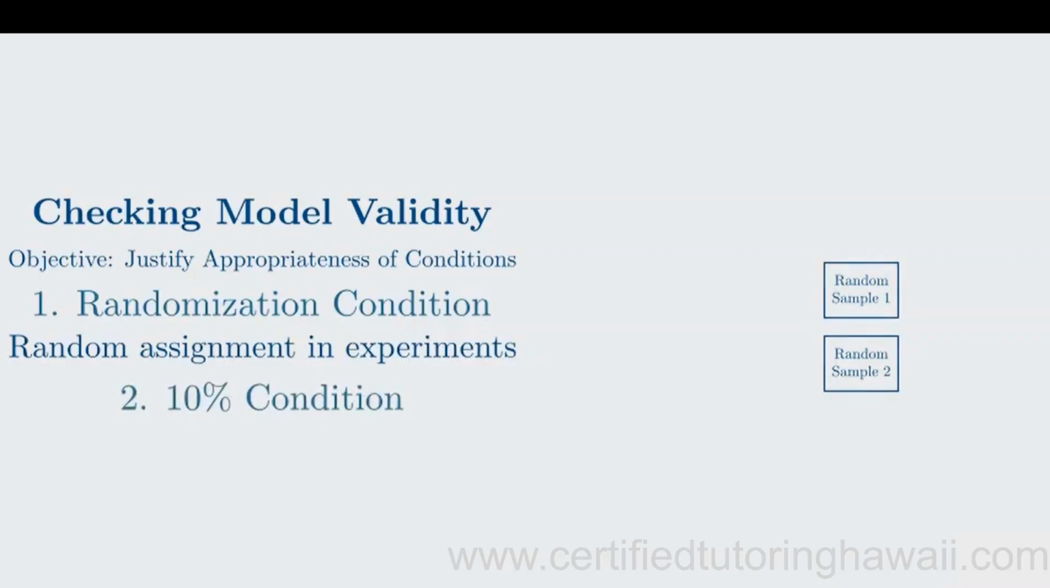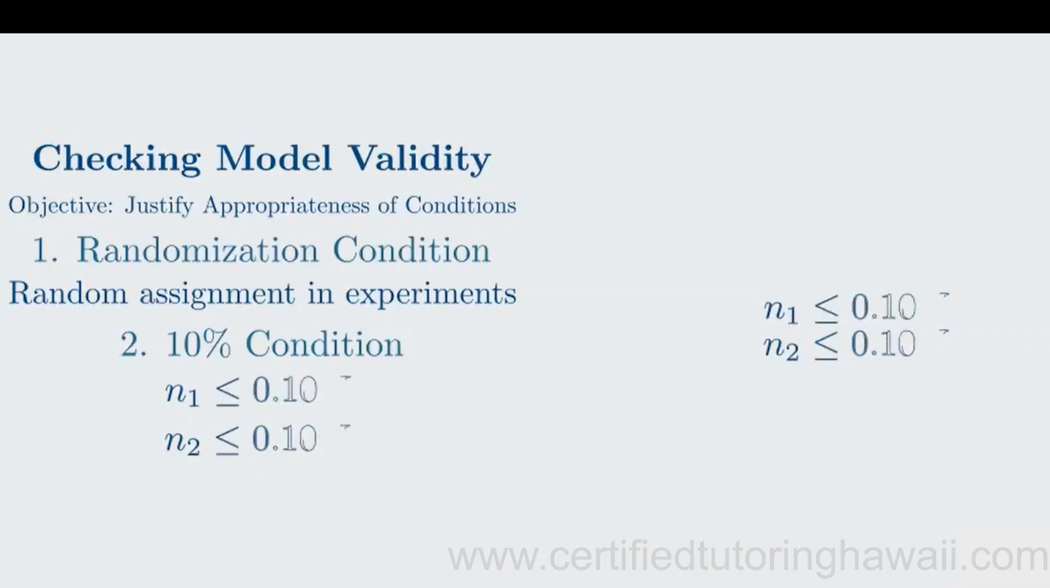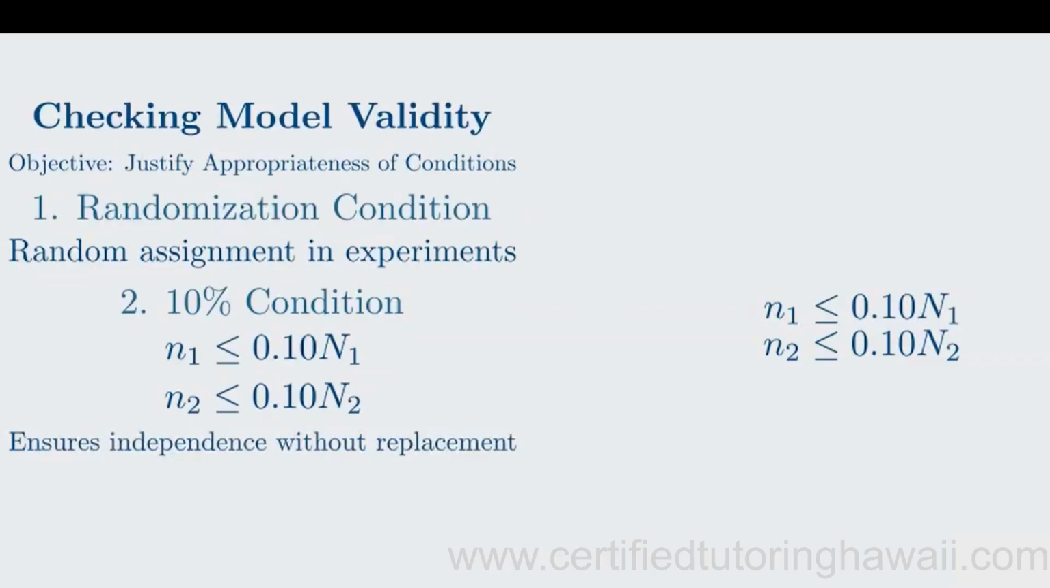Next is the 10% condition. This is only necessary when we are sampling without replacement from a finite population. The size of each sample, N1 and N2, must be less than or equal to 10% of their respective population sizes, capital N1 and capital N2. This allows us to assume the trials are virtually independent, even though we aren't putting subjects back into the pool.